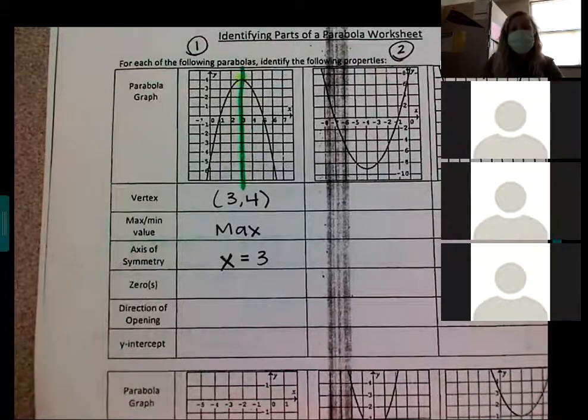Y'all gonna have classmates at home who didn't join Zoom try to do it without watching the video, and they gonna get zeros. Because if you don't know what they mean, you can't do it. It's hard.